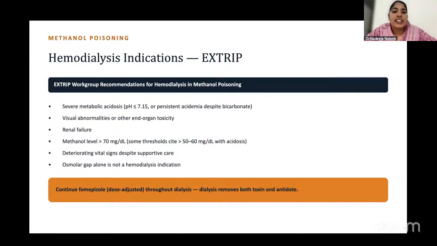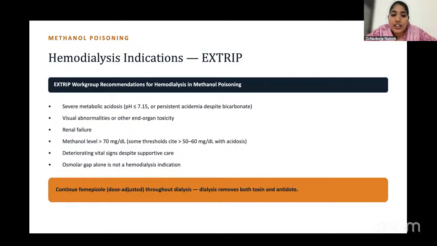Indications for hemodialysis according to EXTRIP: severe metabolic acidosis, pH of less than or equal to 7.15, or persistent acidemia despite bicarbonate therapy, visual abnormalities or other end organ toxicity, renal failure, methanol levels more than 70 milligram per deciliter, deteriorating vital signs despite supportive care. Do not target osmolar gap for hemodialysis. That is never an indication. If any of the above mentioned points are there, you can start the patient on hemodialysis.